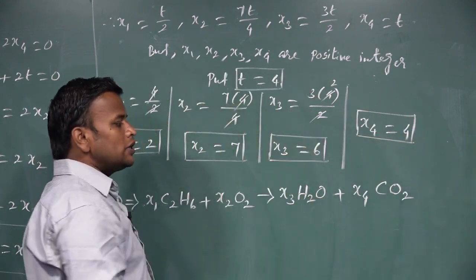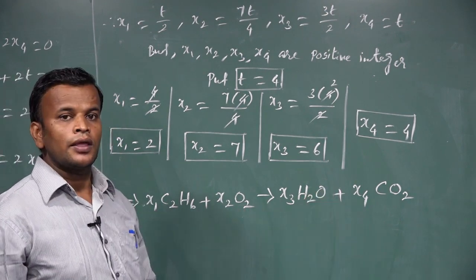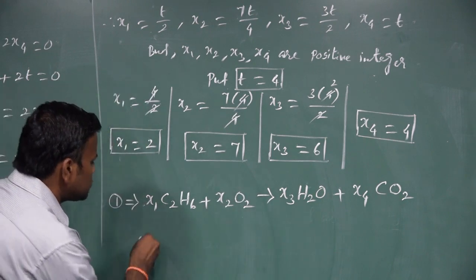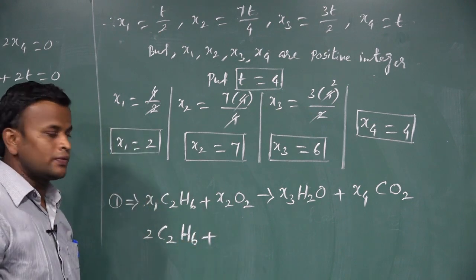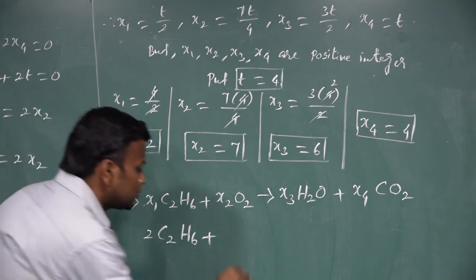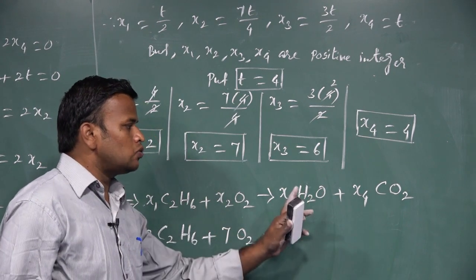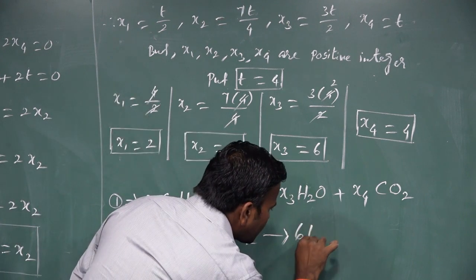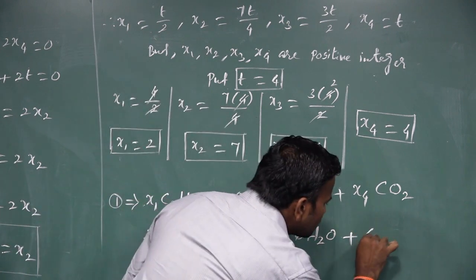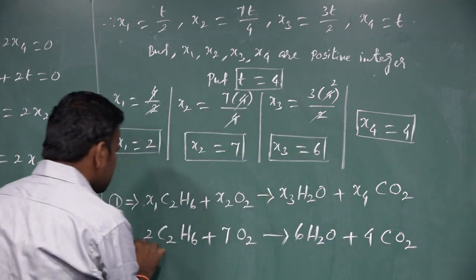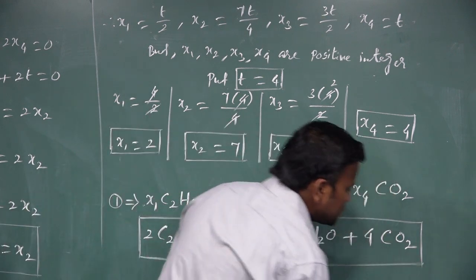Now use these values in the first equation. We use the value of x1 is 2, so 2 C2H6 plus x2, the value of x2 is 7, so 7 O2 gives x3 H2O, x3 is 6, 6 H2O, plus x4, the value of x4 is 4, 4 CO2. So this is the required chemical balanced equation.